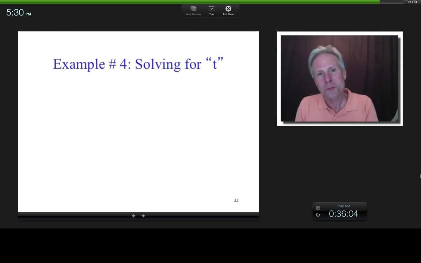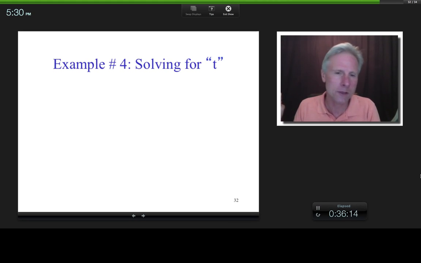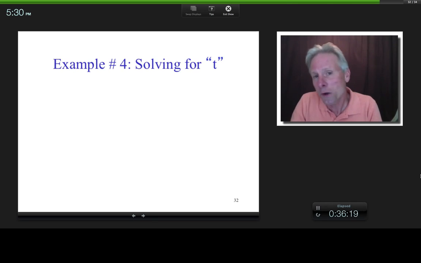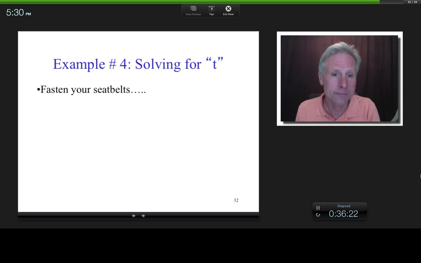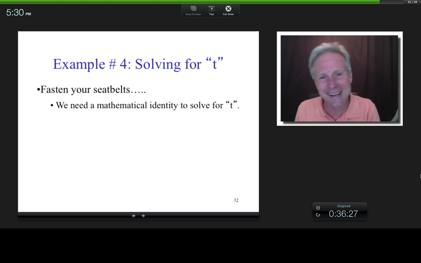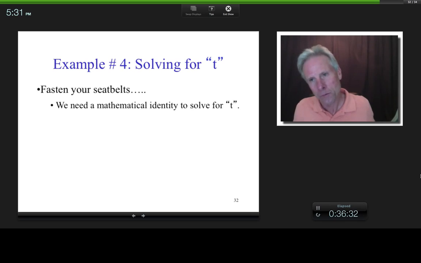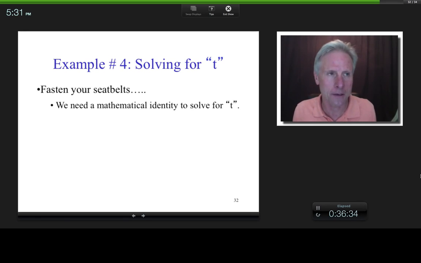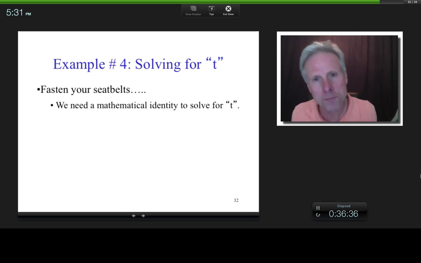Okay, so essentially we've solved for 3 out of the 4 variables. Remember, future value equals present value times 1 plus r to the t. So we've solved for a future value, we've solved for a present value, we've solved for a couple of different r's, effective annual rates. So there's only one left, and that's t. However, fasten your seatbelts. We need a mathematical identity to solve for t. And what do I mean by that? Well, we're going to use a characteristic of a mathematical function to help us solve for t.